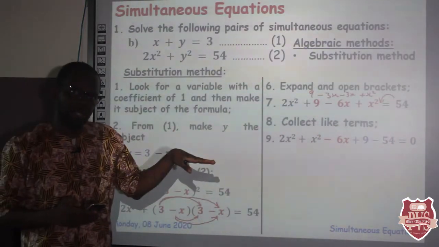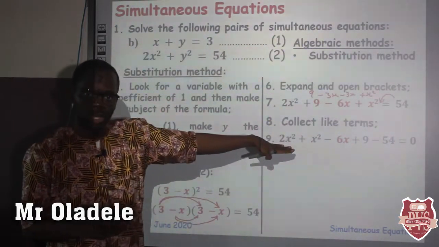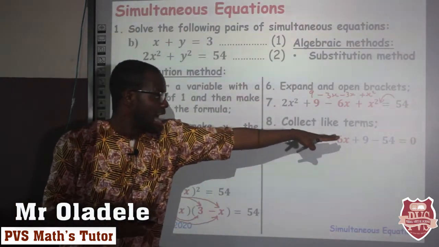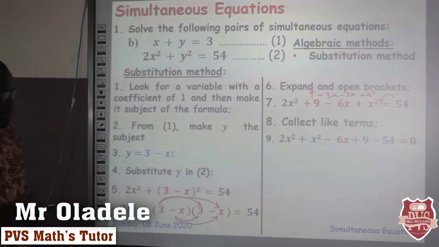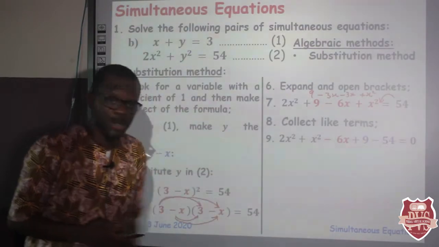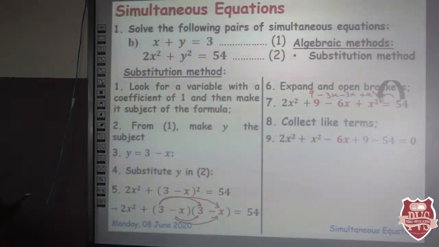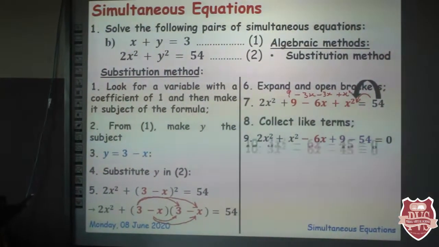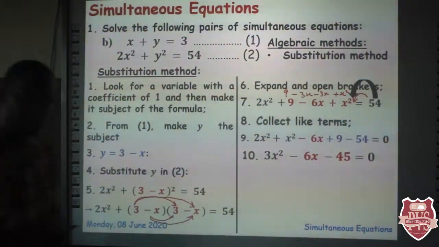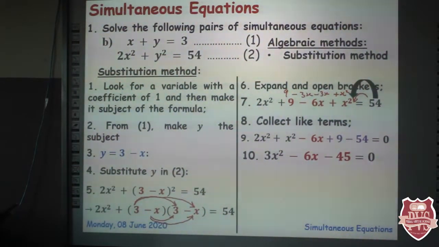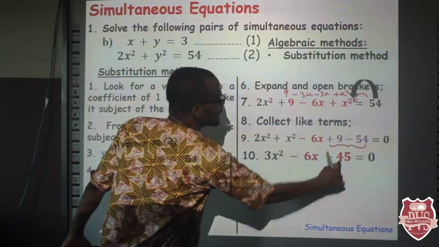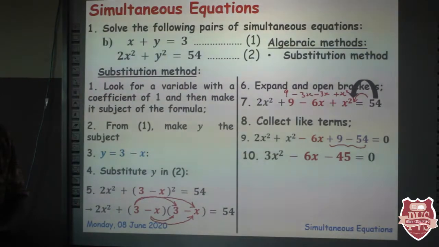So we are collecting like terms such that you have the terms with the x squared first, and the term with the x next, and the constants, the last terms. Okay, so 2x squared plus x squared gives 3x squared, then with the minus 6x, and plus 9 minus 54. That gives minus 45.